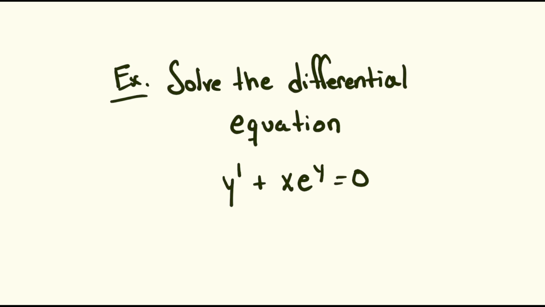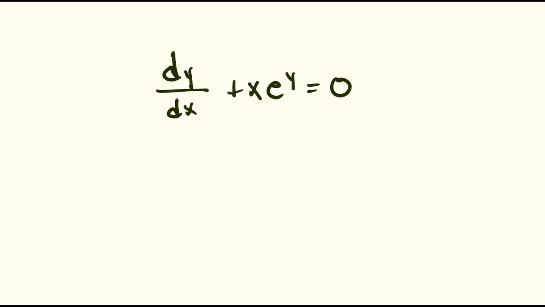First thing that we do when we have a differential equation like this is we notice our y prime here. We want to replace that with a dy over dx. So we'll start off with dy over dx plus x e to the y is equal to 0.